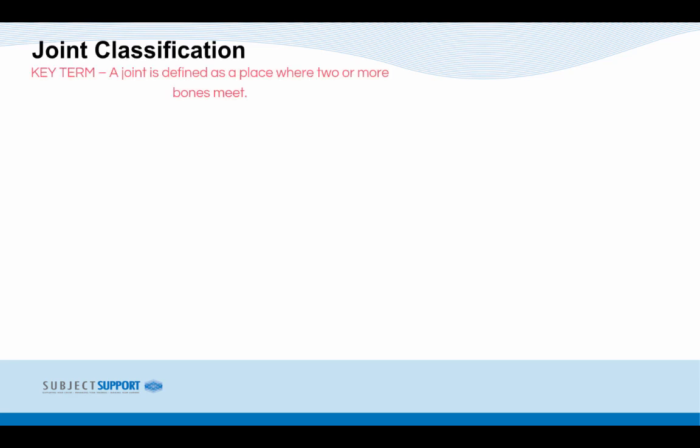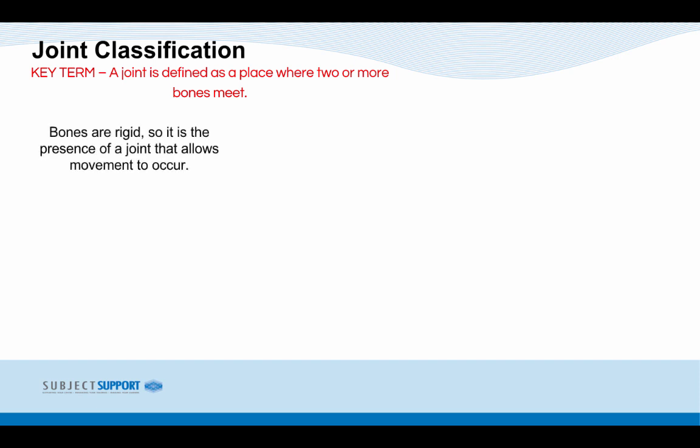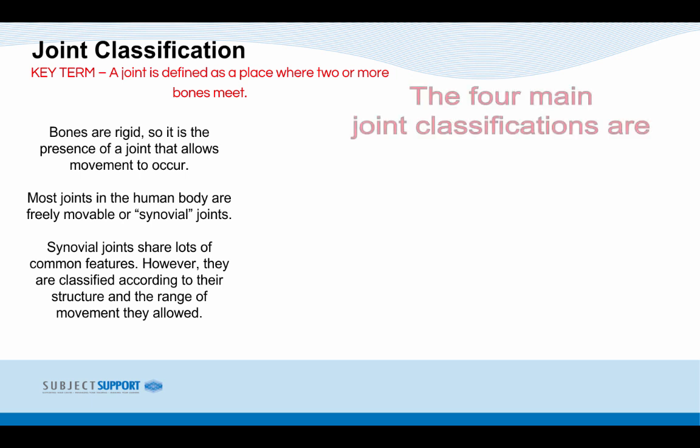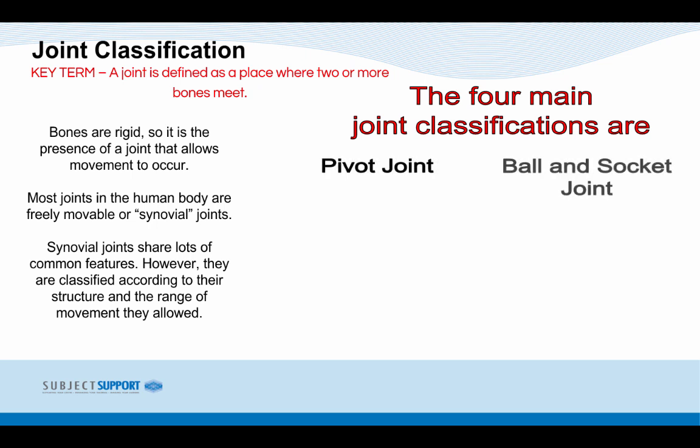Joint classification. Key term: a joint is defined as a place where 2 or more bones meet. Bones are rigid, so a joint is present to allow movement to occur. Most joints in the human body are freely movable or synovial joints. Synovial joints share lots of common features. However, they are classified according to their structure and the range of movement that is allowed. The 4 main joint classifications are pivot joint, ball and socket joint, hinge joint, and condyloid joint.